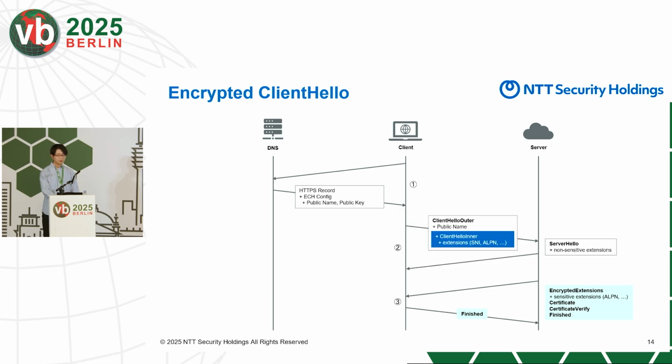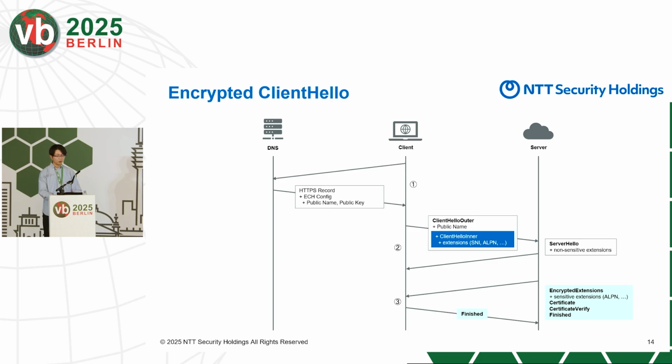The server reads the public name, uses its private key to decrypt the inner blob, and then runs the normal TLS steps: server hello, certificate, finished. After both sides send finished messages, the tunnel is fully encrypted. No passive observer on the path ever sees the true hostname.